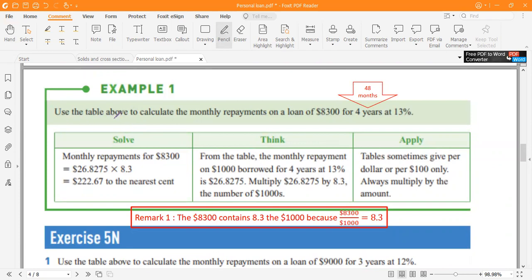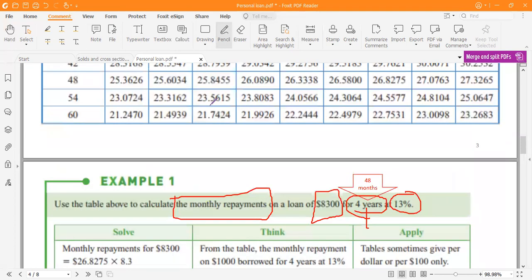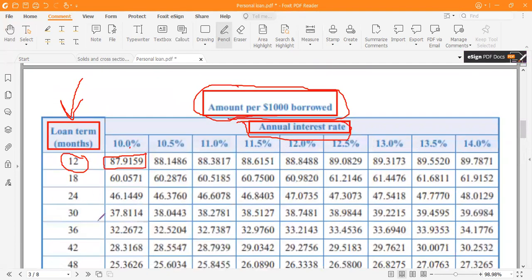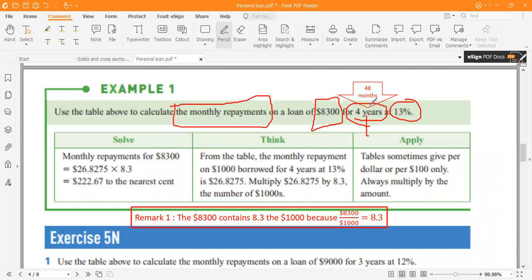They ask us to use the table above to calculate the monthly repayment on a loan of $8,300 for 4 years at 13%. Normally, to use that table, we need for the rows the loan term. The term is 4 years, but we need it in months. So 4 times 12 equals 48 months.